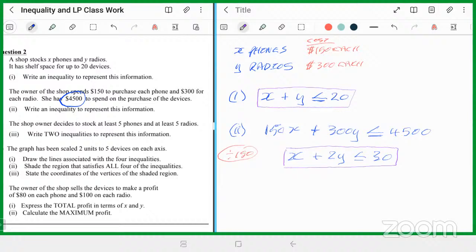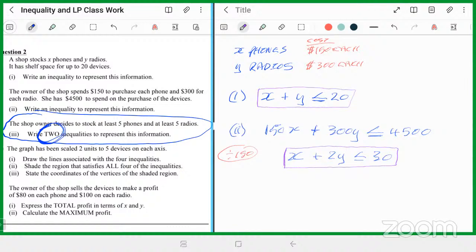So it means that already we're going to have two lines on our diagram. So in this question, we're going to draw a graph. All right? So that's the second inequality. Then down here now, there's another condition. And they require two more inequalities from this.